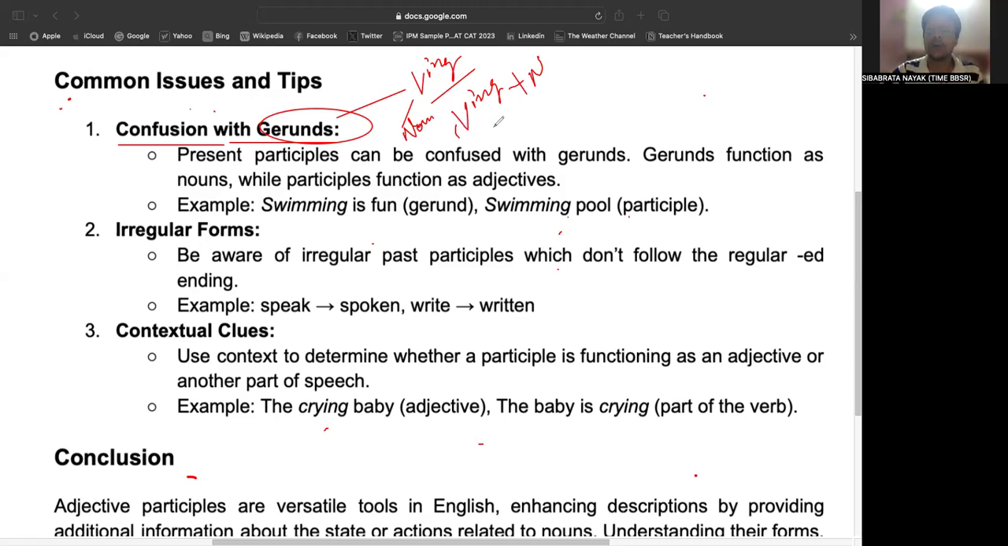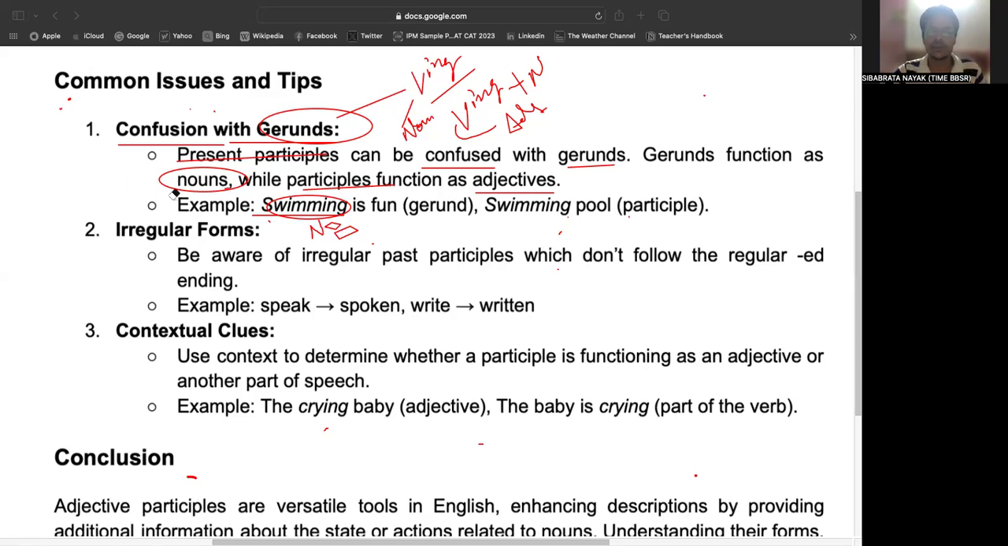Are you getting my point? Yes, sir. Now, adjective participle. It is stated that present participles can be confused with gerunds. Gerunds function as nouns, while participles function as adjectives. Example: swimming is fun. When I say swimming is fun, what is fun? Swimming. Then swimming is a what? It's a noun, a gerund, isn't it?